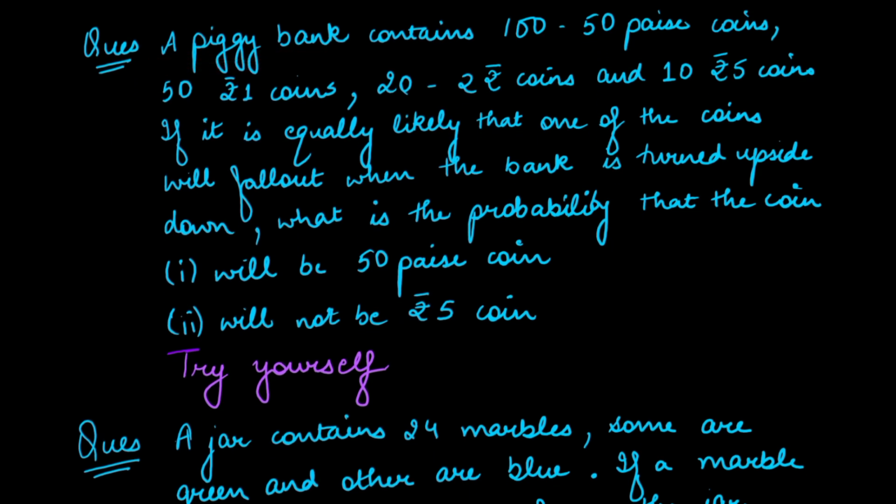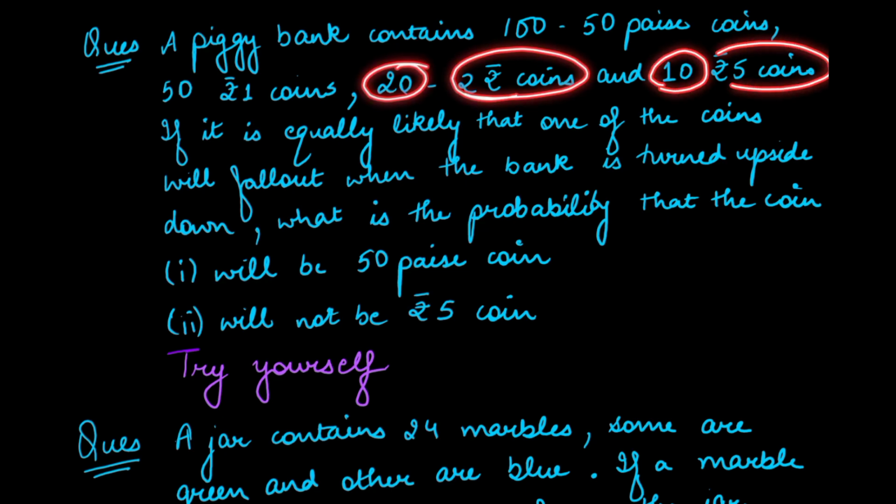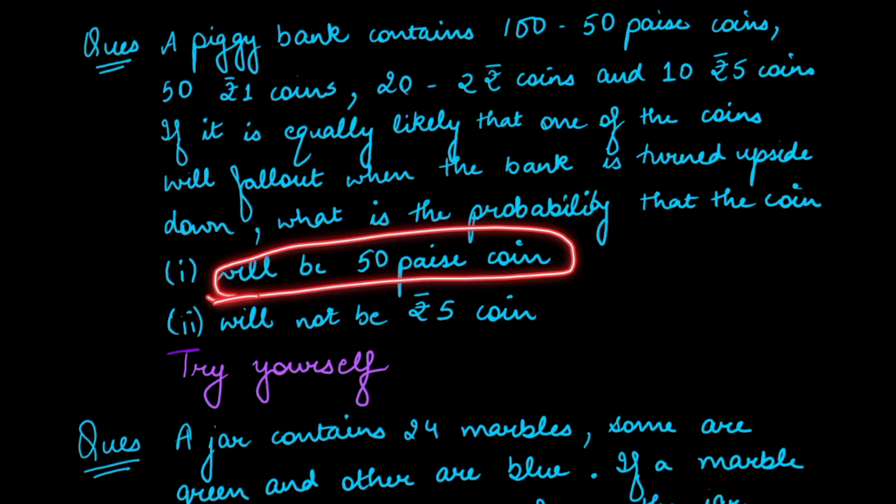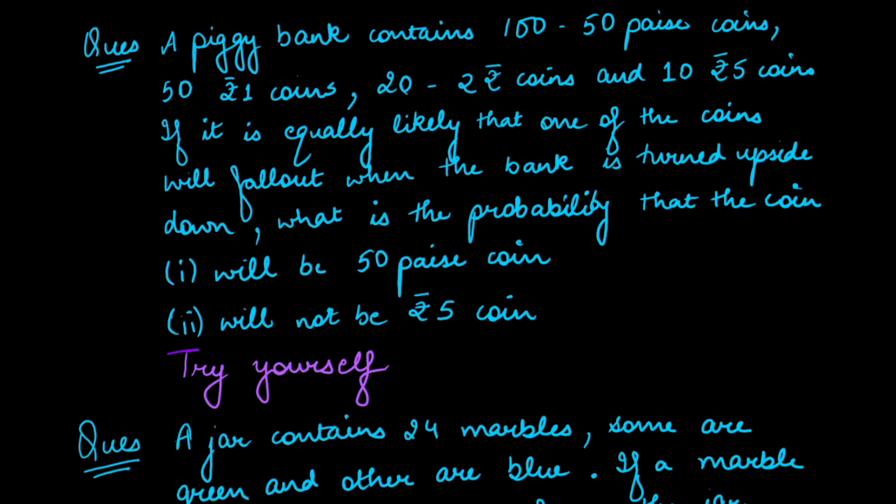A piggy bank contains 100 50 paisa coins, 50 1 rupee coins, 20 2 rupee coins, and 10 5 rupee coins. If it is equally likely that one of these coins will fall out when the bank is turned upside down, what is the probability that the coin will be a 50 paisa coin, will not be a 5 rupee coin? Now, pause the video here for a few seconds and try this question yourself. It is a very simple question. Let me discuss the solution also once.